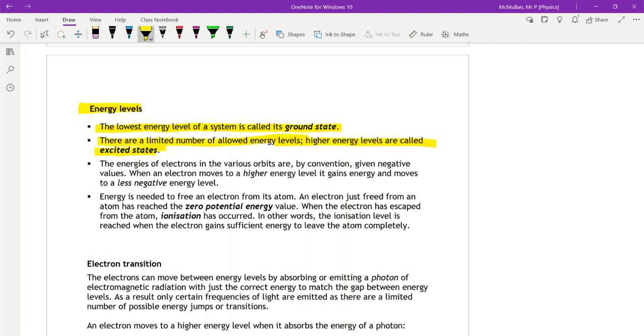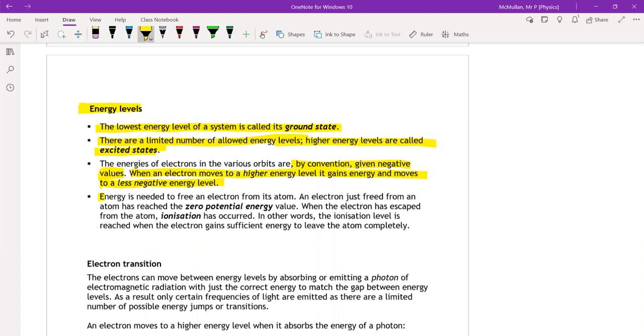The energies of electrons in various orbits by convention are given negative values. So don't be put off if you see a negative. When an electron moves to a higher energy level, it gains energy and moves to a less negative energy level. So the closer you get to the outside, you are gaining energy and you're becoming less negative. The attraction to the positive is becoming less because you're getting further away.